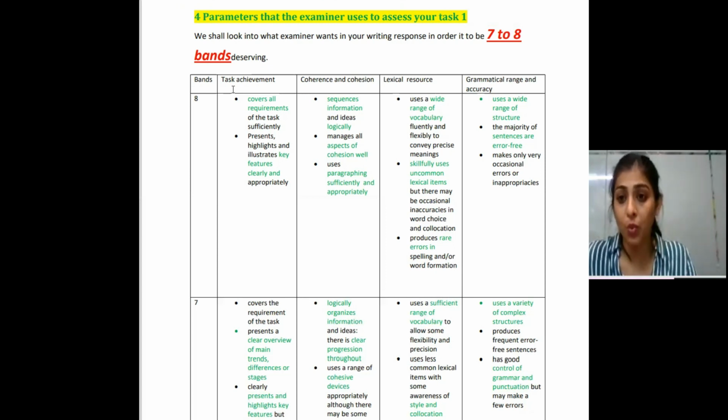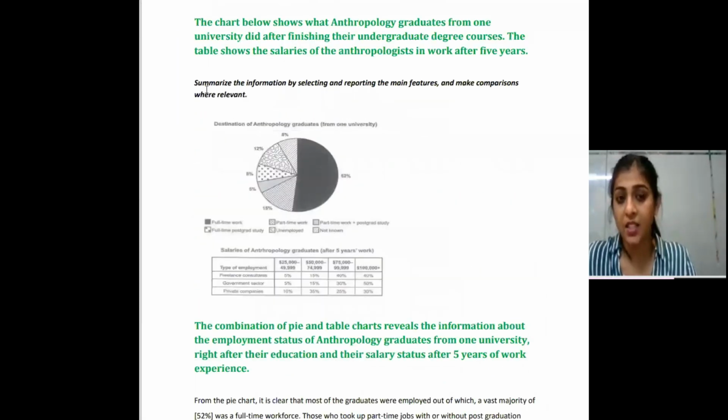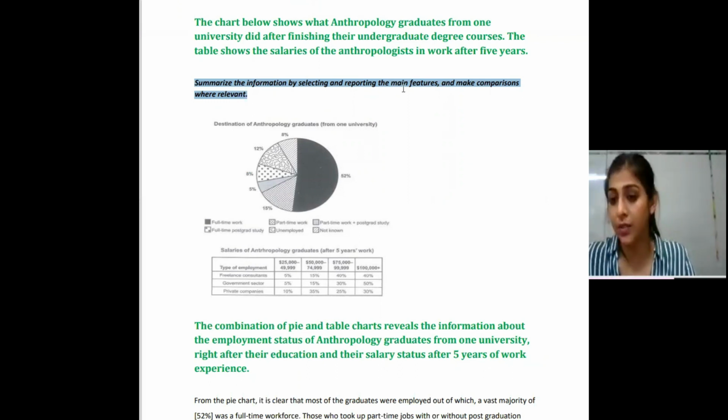In the writing task 1, after the initial statement, you are given an instruction. I'll show you the instruction on the other page. For example, this is the instruction. I'm going to simply select those lines. Summarize information by selecting and reporting the main features and make comparisons where relevant.